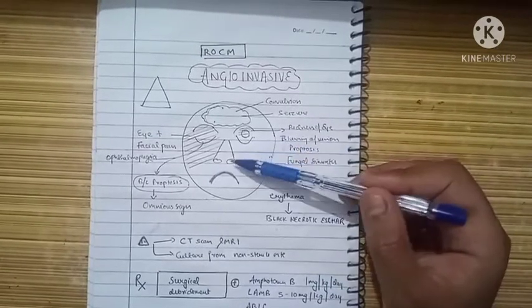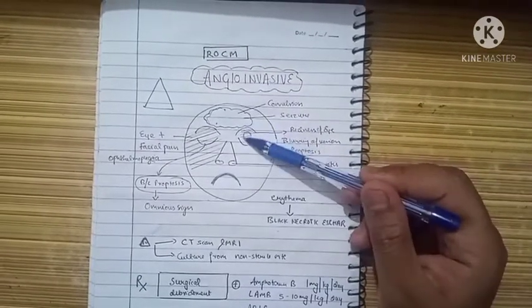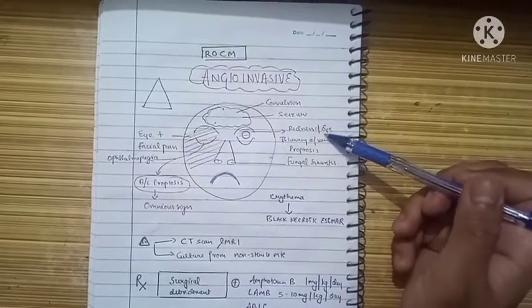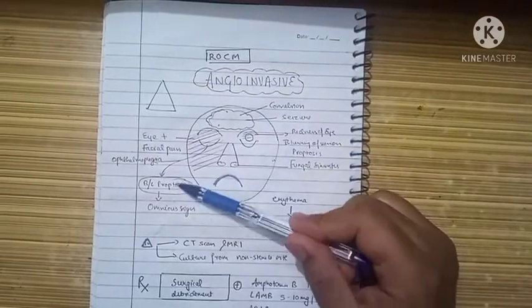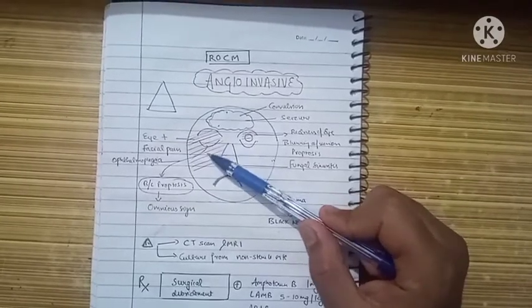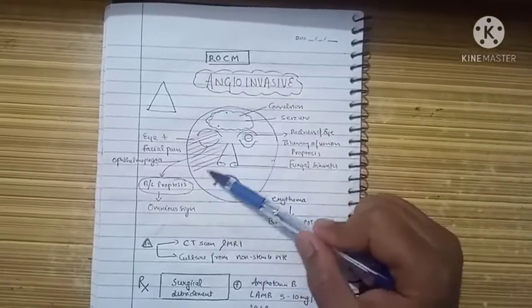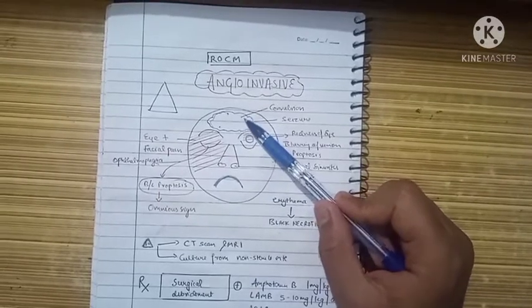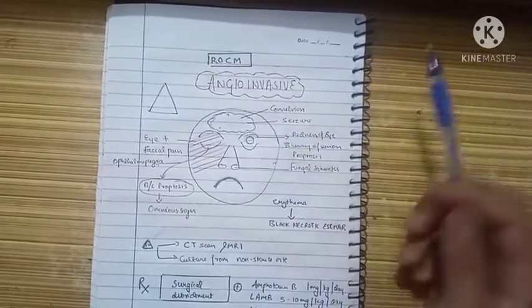Okay, let's revise it quickly. There was fungal sinusitis, involvement of the eye caused conjunctivitis, blurring of vision, proptosis. Bilateral proptosis was an ominous sign. Also, the patient has facial pain, facial numbness, and eye pain. Due to involvement of the brain, there were convulsions and seizures.